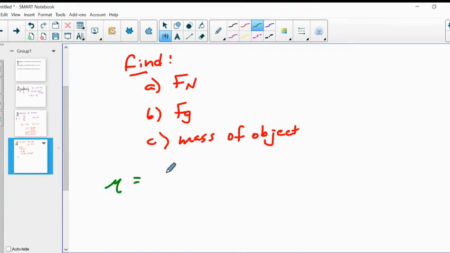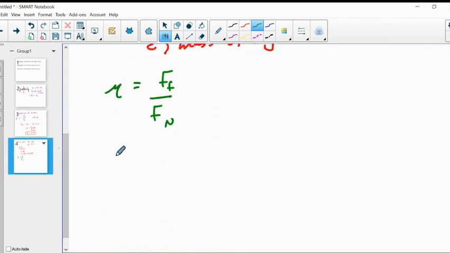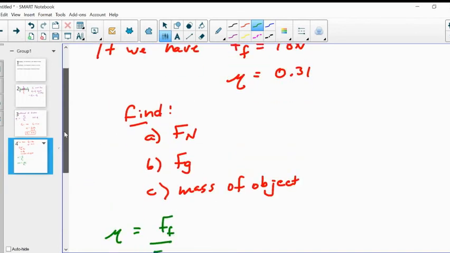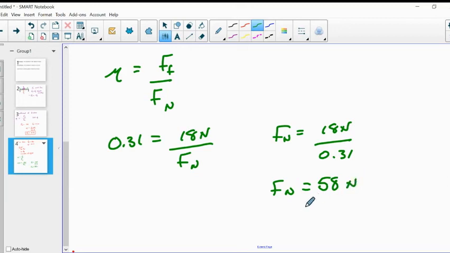Well, I know that the coefficient of friction is the ratio between the force of friction and the normal force. So since we have the force of friction and mu, we know that mu was 0.31, and we had 18 newtons of force there. We can find that our normal force is equal to 18 newtons divided by 0.31, our coefficient of friction. And when we use our calculator, rounding this off, 58 newtons is our normal force.